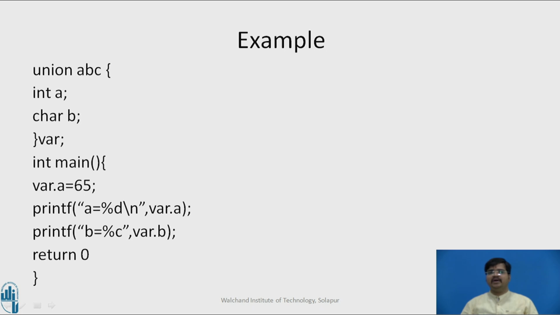So we will take one example. Observe this example. This particular union ABC contains two variables, integer A and character B. Observe that integer requires 4 bytes, character requires 1 byte. So whenever I want to calculate the size of this union ABC, I will take the size of the largest variable, that is integer. So in the current case, the size of the union ABC is 4 bytes.